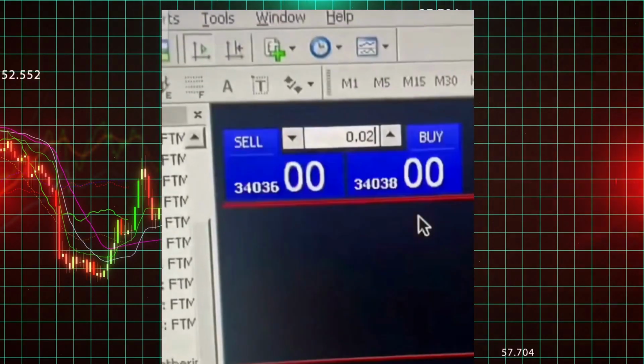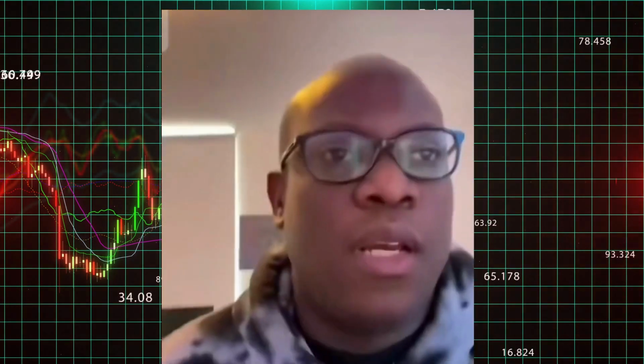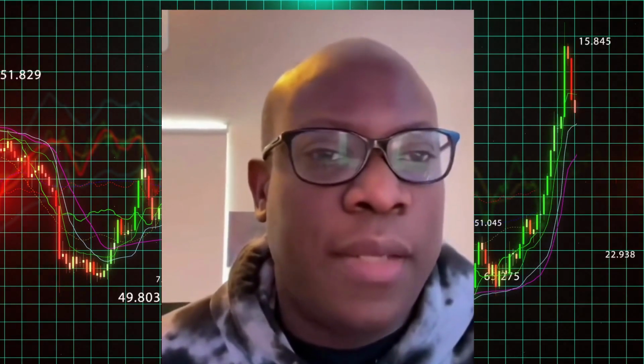US 30 is in a sell. We're going to do a 0.02 sell. Now we wait to be in profit. I'll do a couple of trades on this account to show you how you could grow it at 10% a day to grow to $1,000.